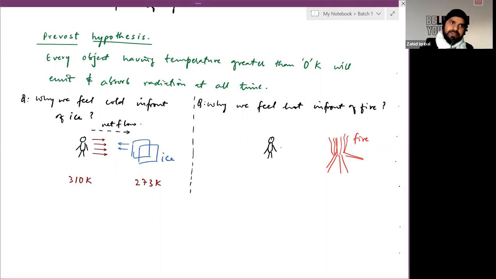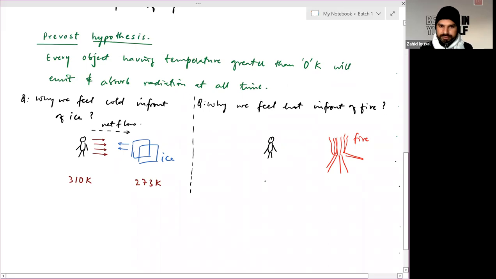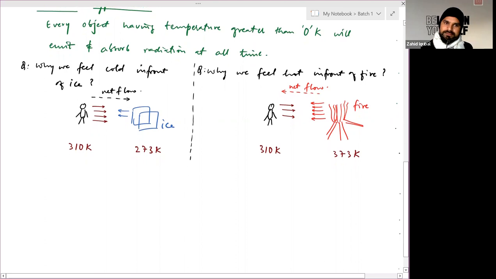Similarly, in front of fire, the temperature of the human body is 310 Kelvin, and let's say the temperature of fire is 100 degrees Celsius, so in terms of Kelvin, 373 Kelvin. The human body will radiate lesser radiation compared to fire, and the fire will radiate more radiation since it has a larger temperature. So net flow of radiation will be from fire towards the human being. This net flow will tend to increase the temperature of our body, hence we feel hot in front of fire. Hiba, is it clear? Yes, sir.